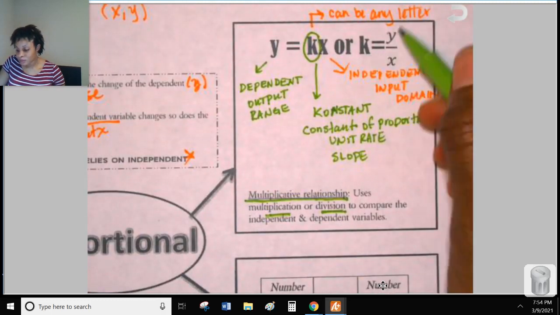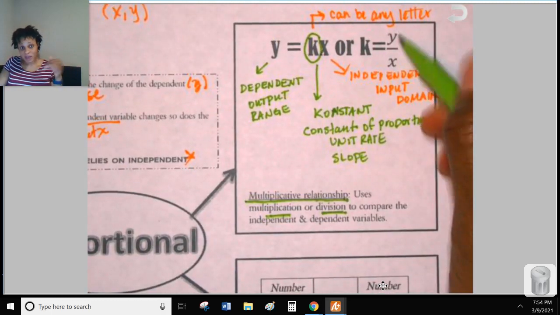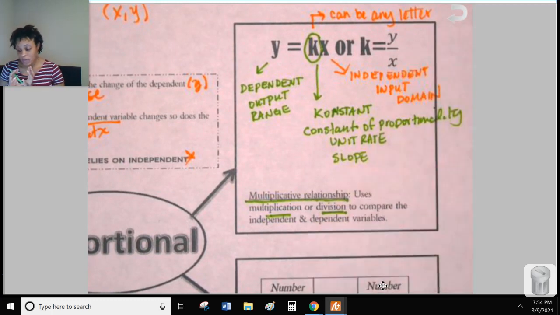K can also equal the Y, the dependent, divided by the independent, to give you the constant of proportionality. And that's more of our 7th grade skill that we need to know, that if we take the Y, the dependent, and divide it by the independent, we can get our constant. Okay?